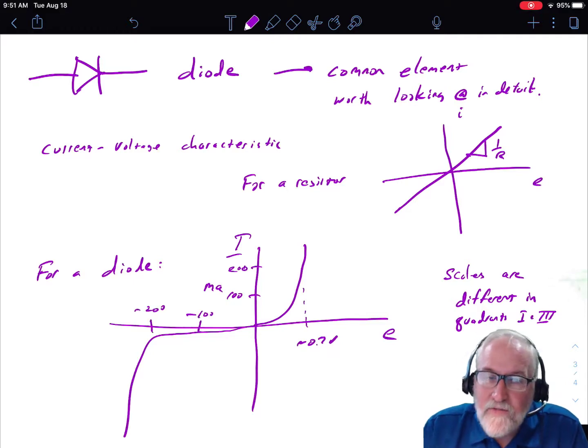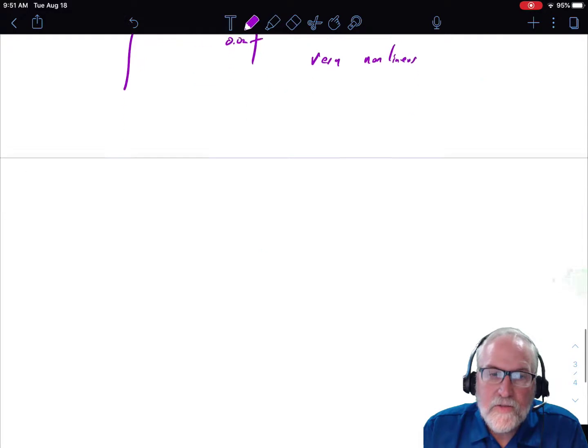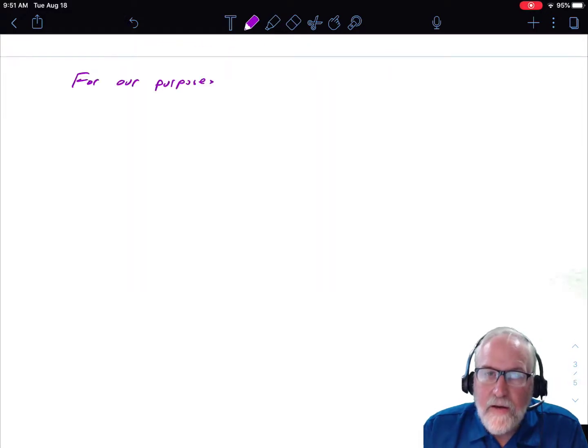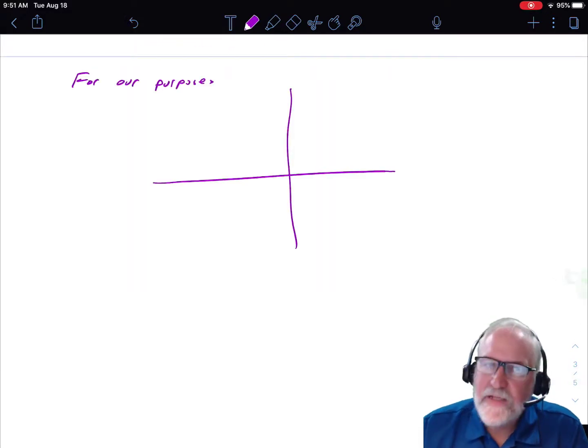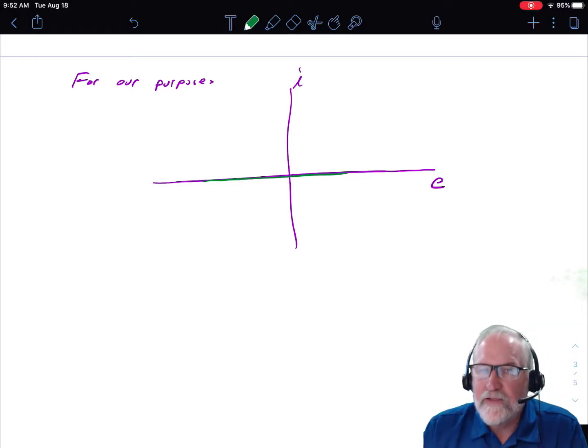On the lower left-hand quadrant, the scale of voltages is in hundreds of volts in the negative scale, and the current is much, much smaller, so it's like 10 microamps, right? So it's very nonlinear, and sometimes you need that level of detail, but for almost everything we're going to be doing, we're going to simplify this a great deal.